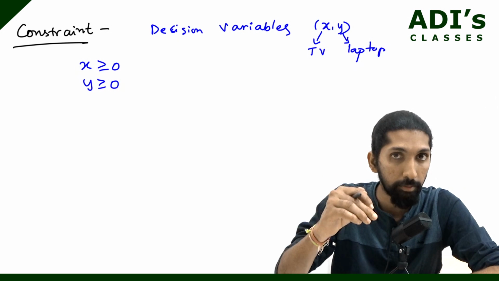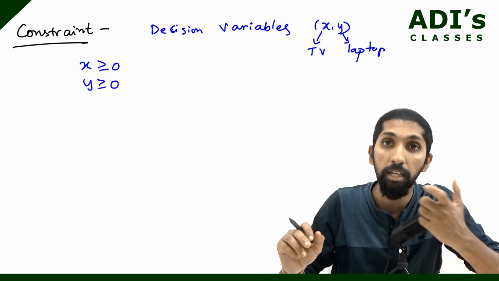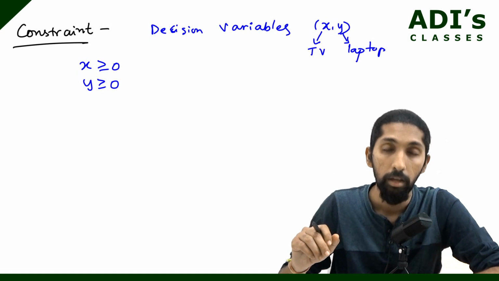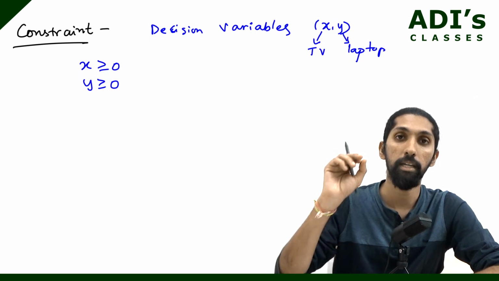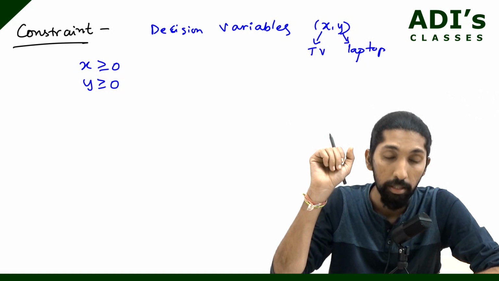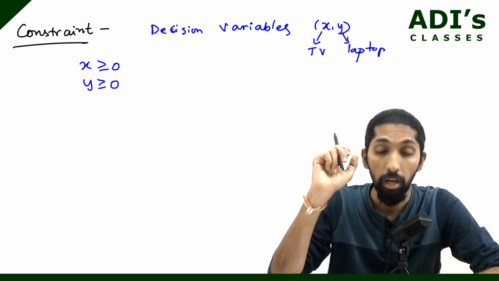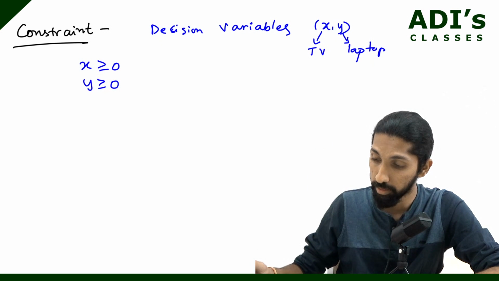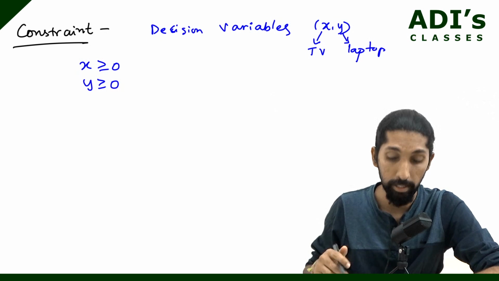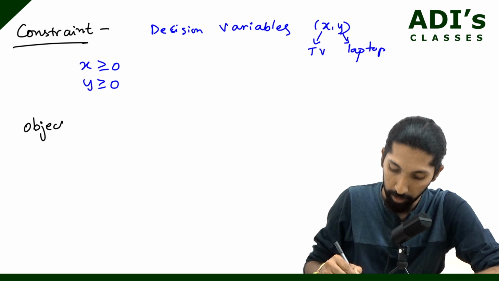See, you cannot have a negative number of TVs. You cannot have a negative number of laptops. So there is a condition, a constraint for the decision variable. So constraint is what again? Constraint is the restriction we have for the decision variables. They are called constraints. Fair enough? So this is the first terminology you guys need to know. The second one you are going to understand is what exactly we mean by objective function.